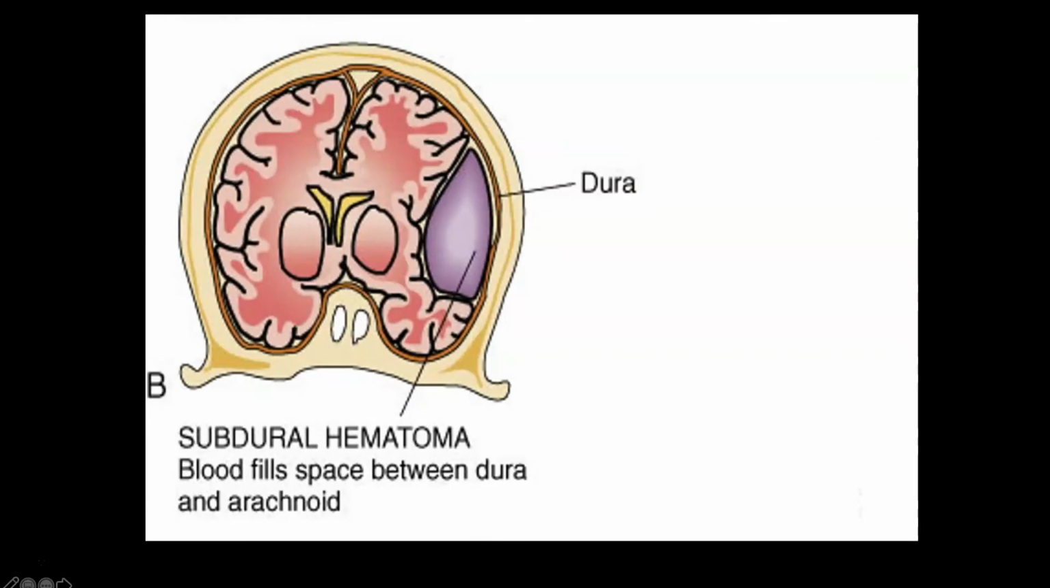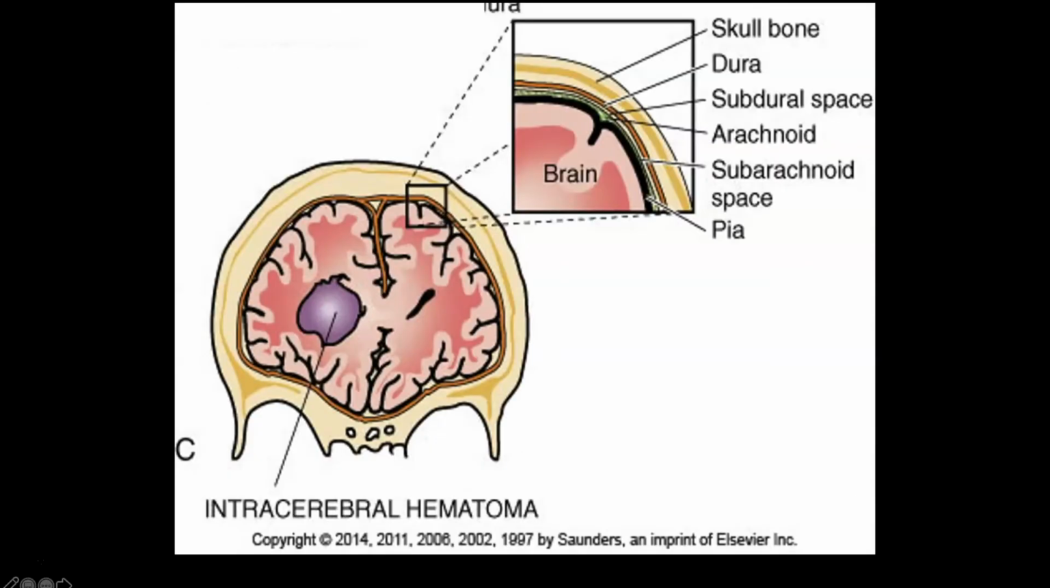Then we have the subdural. Now, the subdural looks a lot like the epidural did in this picture. However, it's below the dura, but above the arachnoid membrane. Now we have the intracerebral hematoma, and you notice that is all the way down into the brain tissue. So here's the different spaces that are shown at the top part of the screen, and you can see the subarachnoid would be just below the arachnoid membrane, but above the pia.